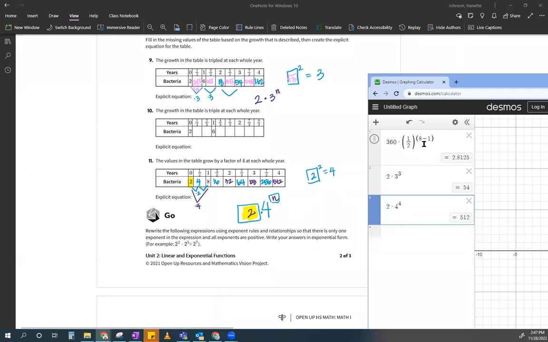So here I had to use minus 1 because they gave me my first term. Here, we didn't have to do that minus 1 because they gave us the 0th term. All right, hope that makes sense.